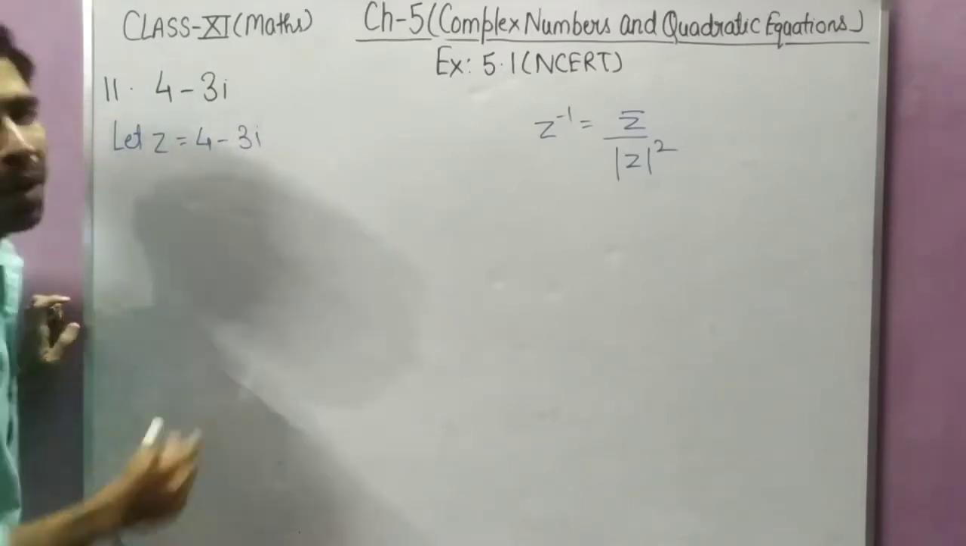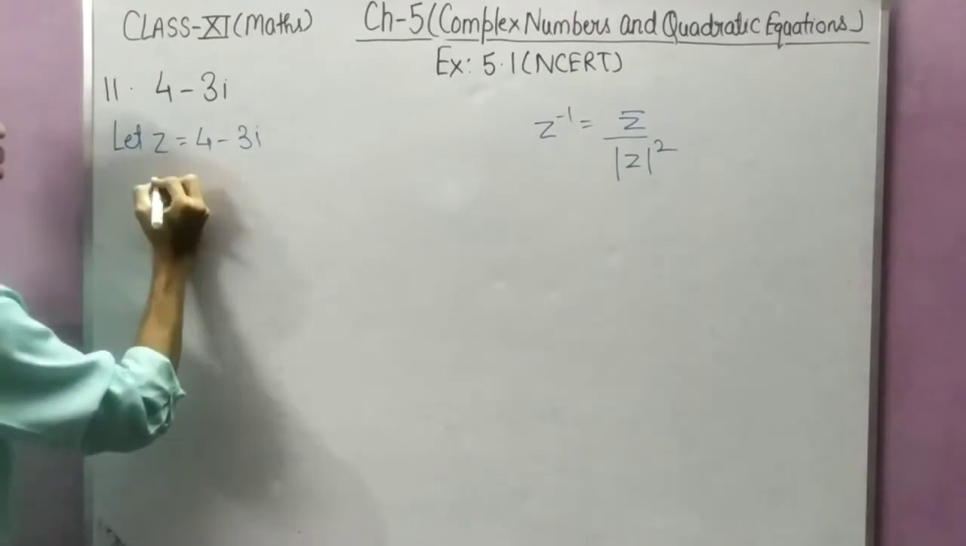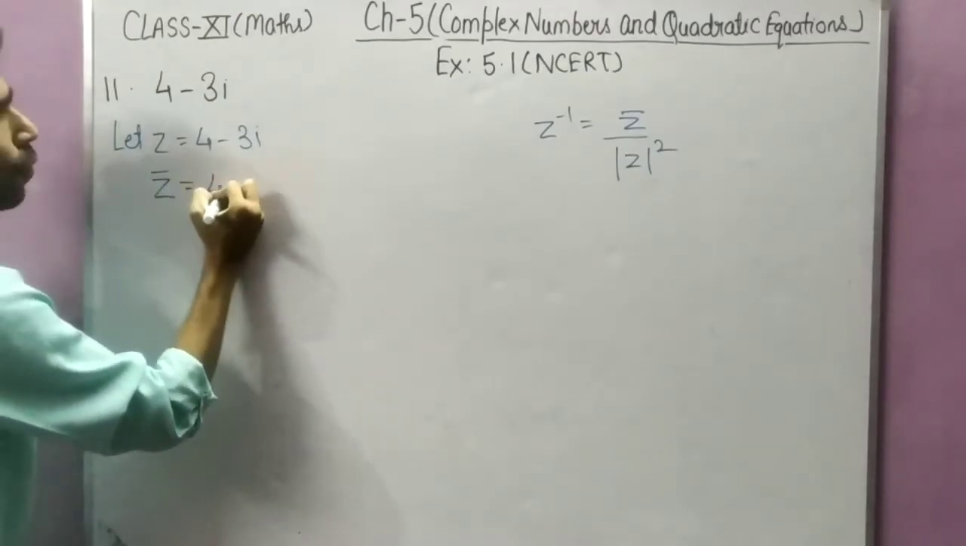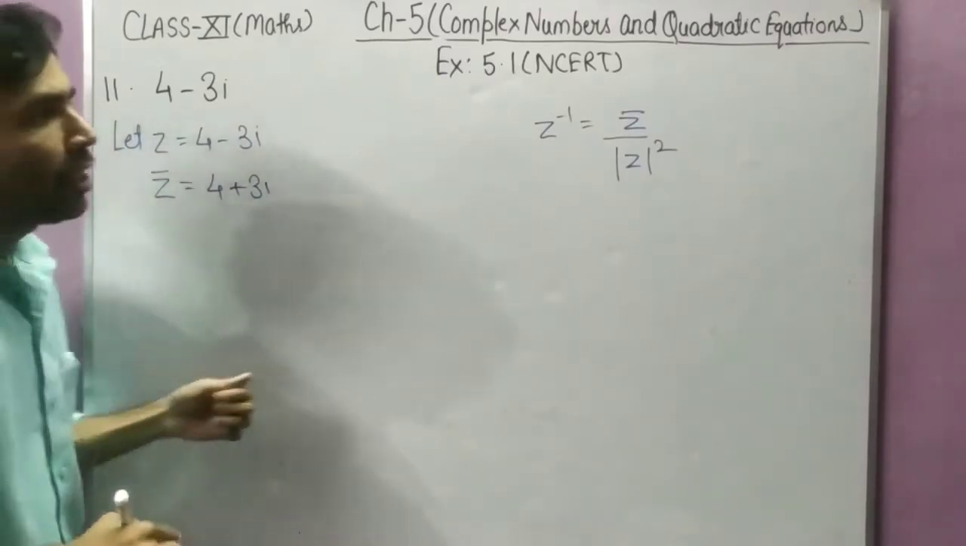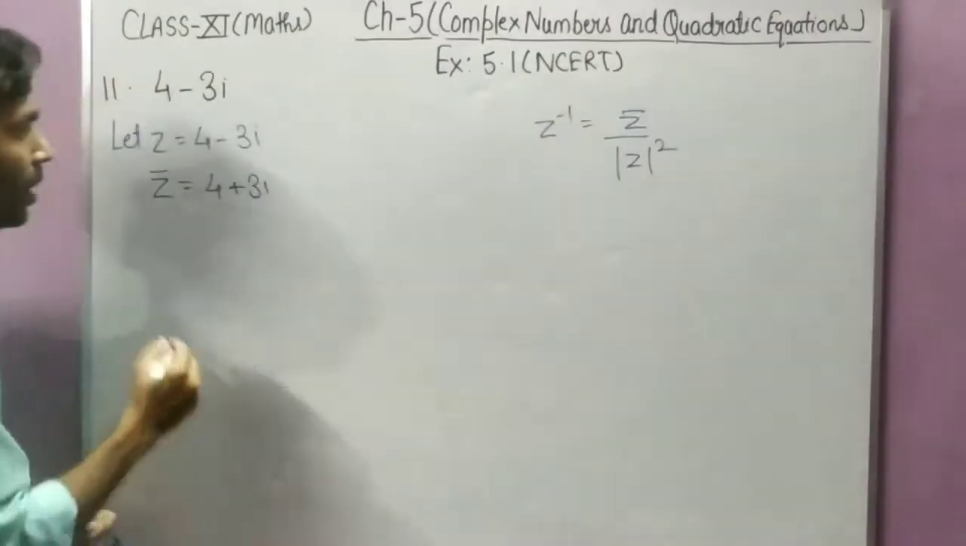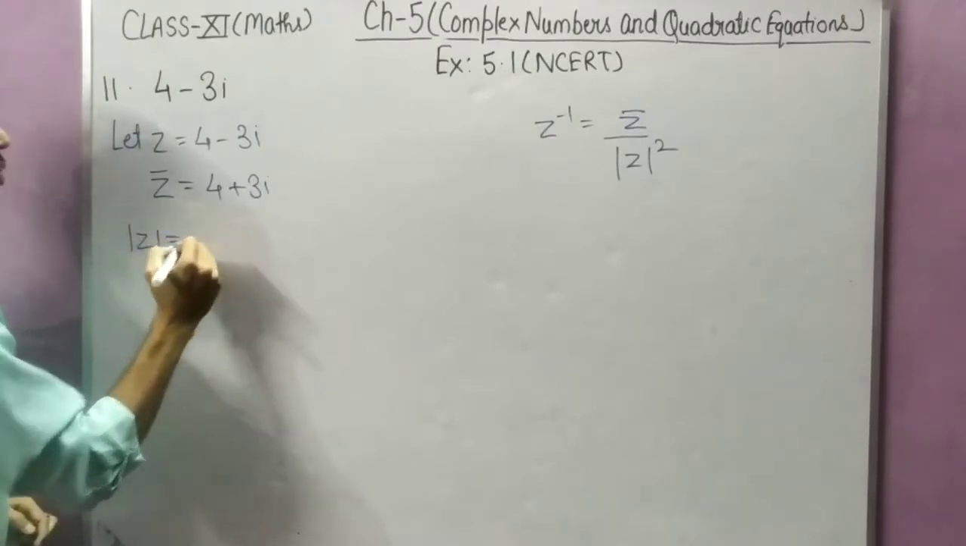Z equal to 4 minus 3i. Okay. So what will be its conjugate? Its conjugate will be 4 plus 3i. Now, after that we need to find the mod of z. So what will be the mod of z, student? The mod of z is equal to what?